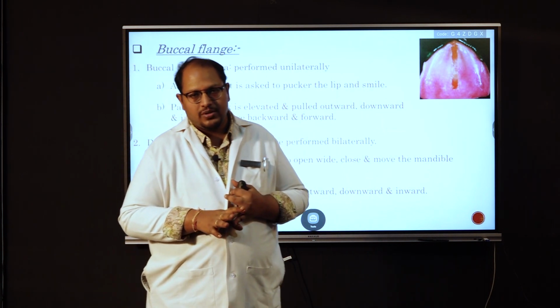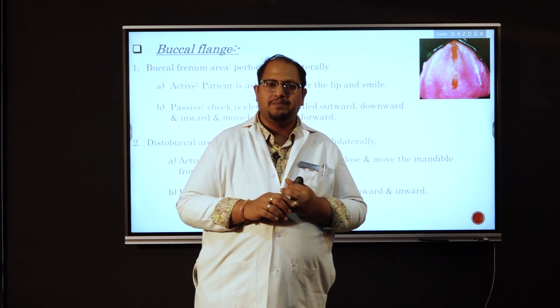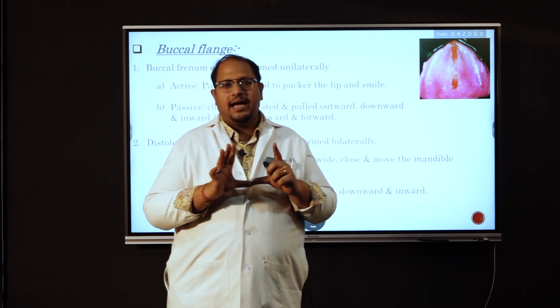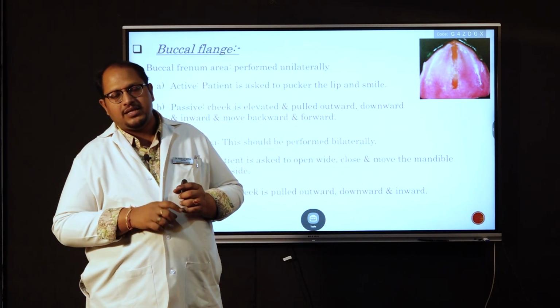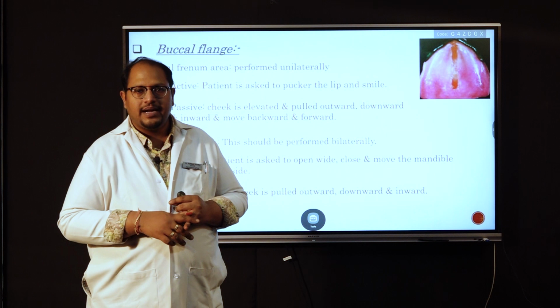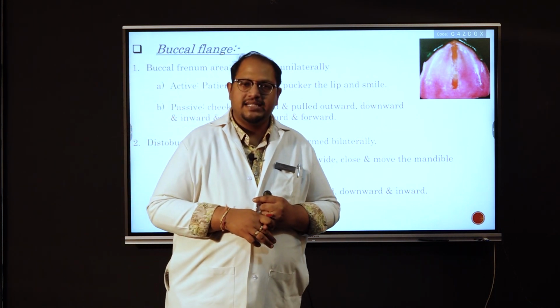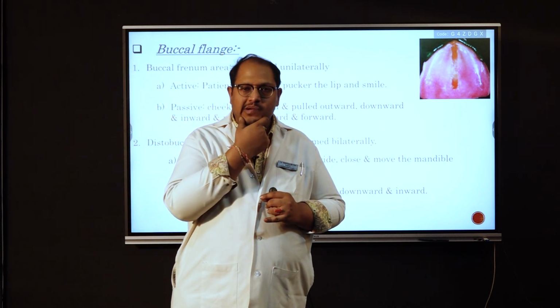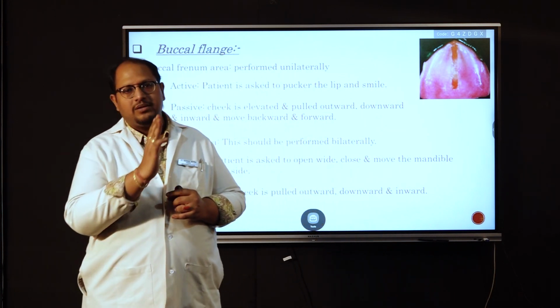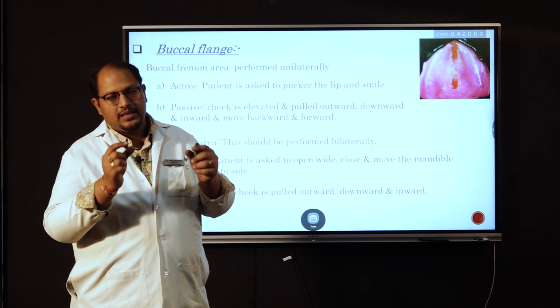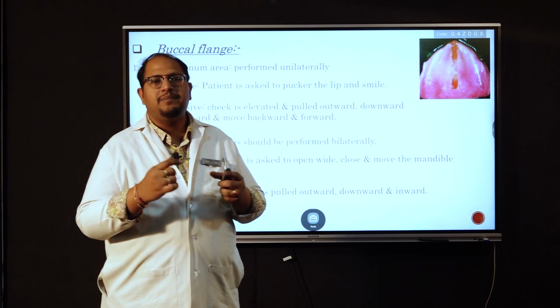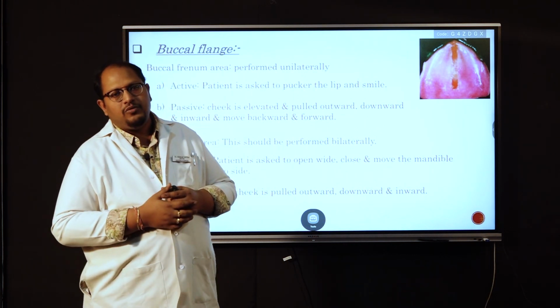So when I am supposed to record the height of the distobuccal, I will ask the patient to open the mouth wide, and if I have to record the width of the distobuccal area, I will ask the patient to move the mandible to the left and right side. So what is happening when we move the mandible to left and right side? It is hitting a particular freeway space which is there, which will get obliterated when the patient is doing mastication or moving the mandible.